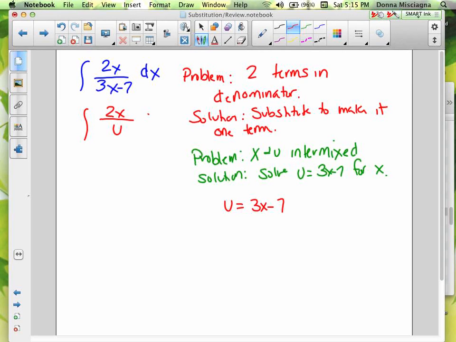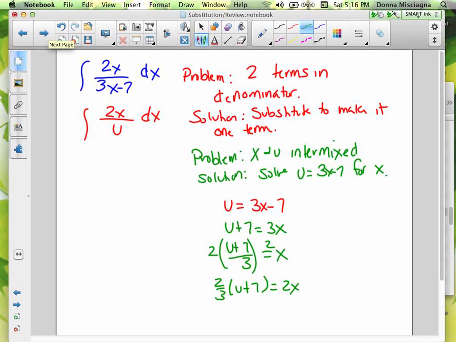2x over u dx. And problem number 2 is I've got x's and u's all mixed together, and that's no good. So we've got to figure out how to replace the x in terms of u. So we're going to rewrite x in terms of u, and I can do that using u equals 3x minus 7. Well, if u is 3x minus 7, then u plus 7 is 3x, and u plus 7 divided by 3 is x. And if I multiply that by 2, I've got 2x. So I'm going to pull out the 3 there. We're going to replace that x in the numerator with a u plus 7.